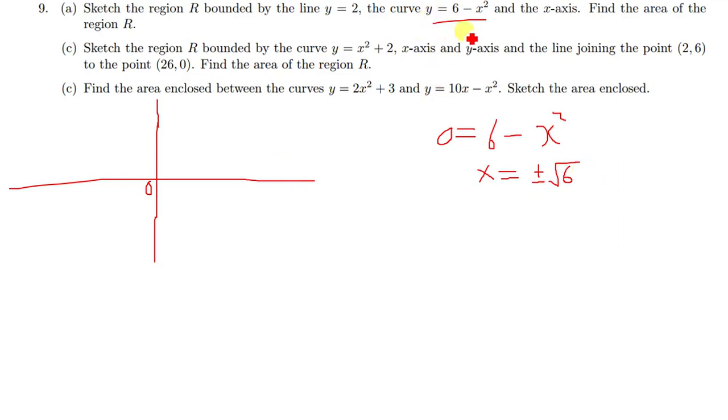For the y-intercept, we know that in the y-axis x is equal to 0. So this curve is cutting the y-axis at 6, because when we replace x with 0, we remain with 6. So the y-intercept is equal to 6, and the x-intercepts are the positive root of 6 and the negative root of 6.